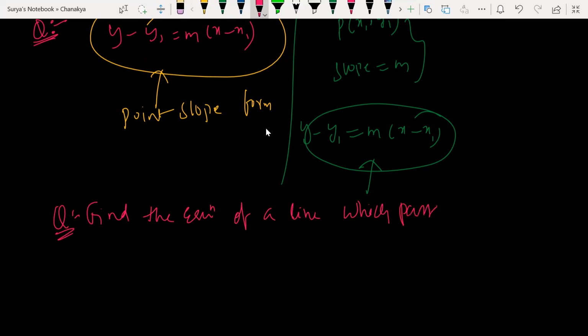Find the equation of a line which passes through 6, 8 with a slope 3. Make it fast.